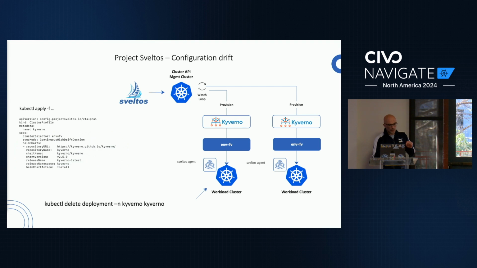Now, if you go directly to the managed cluster and delete the Kyverno deployment, Kyverno gets deleted, but the agent is going to detect that this is a configuration drift. It's going to notify the management cluster, look, the configuration has changed, it's not what it's supposed to be anymore. And so from the management cluster, it's going to be reconciled back, and Kyverno is back.